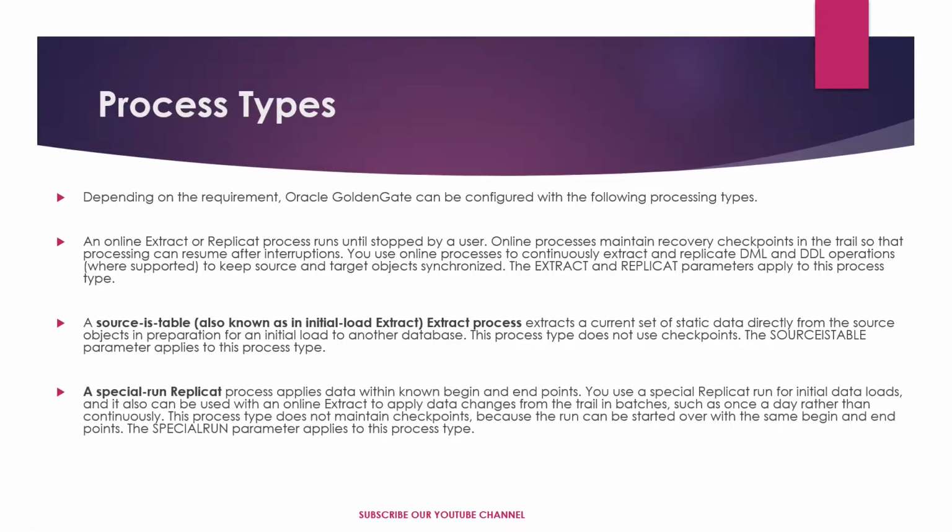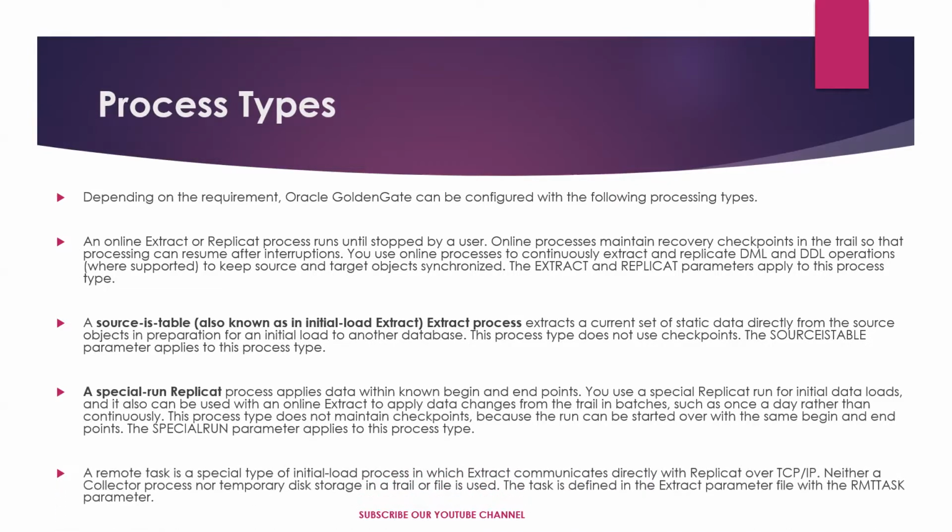And a special run replicate is also a part of initial load. Whenever you are doing the initial load, on the target side you have to run your replicate as a special run, so that whatever data is transferred from the source side will be applied on the target side. Basically it is not a capture; it is directly applying those changes on the target side.